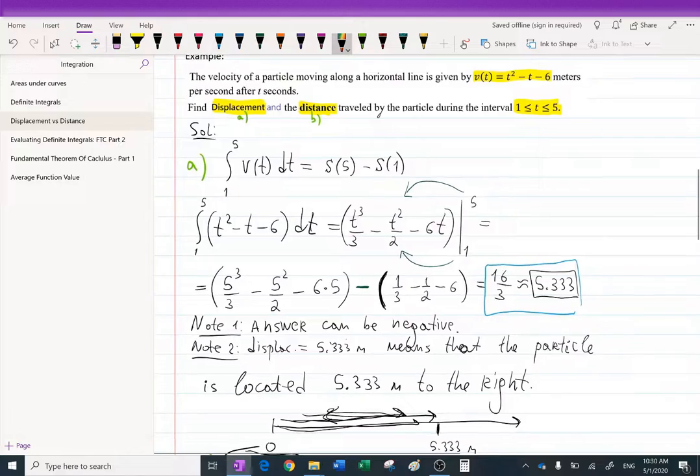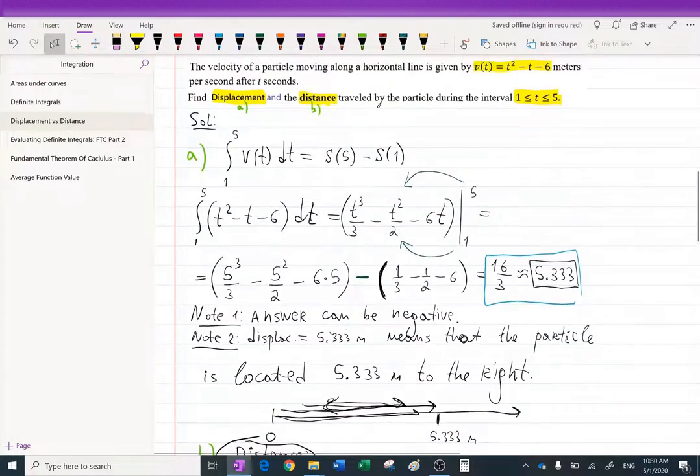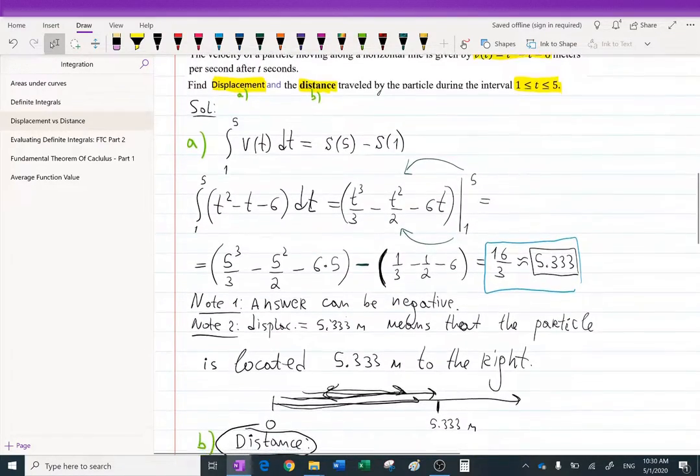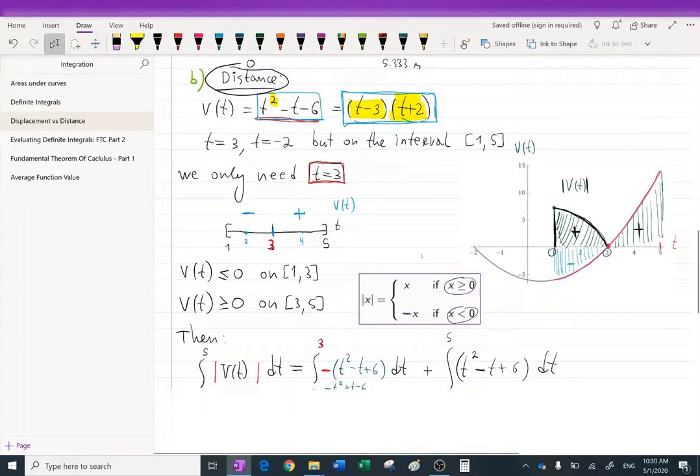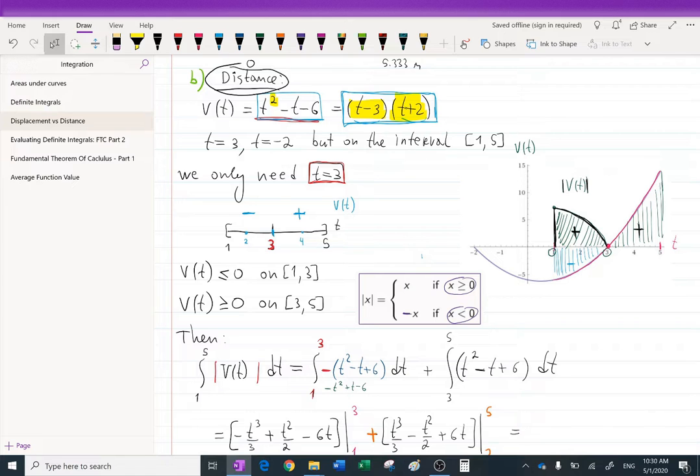So I asked you to find both. The first one, the displacement, is easy to find, but for the distance you have to actually apply absolute value, and we explained step by step how to do that.